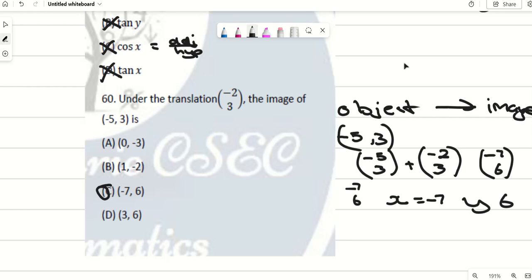And that is the end of January 2023, numbers 39 to 60.